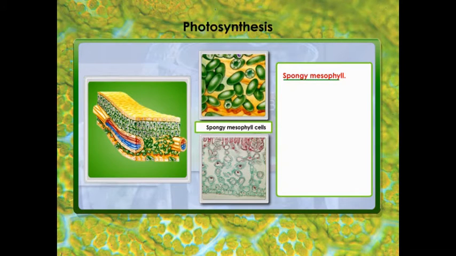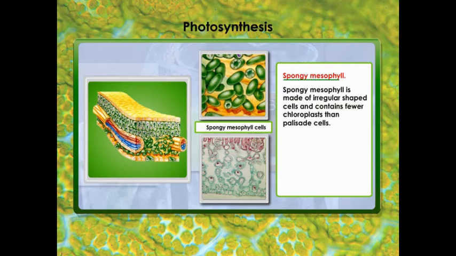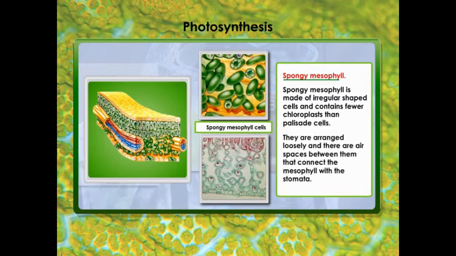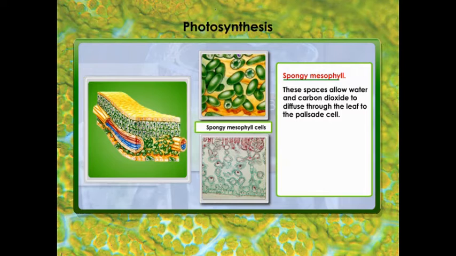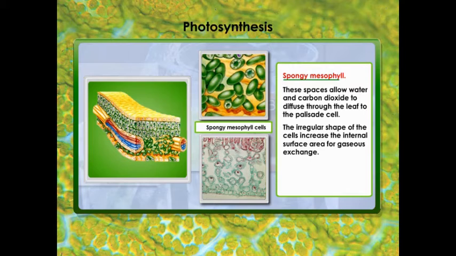Spongy mesophyll. Spongy mesophyll is made of irregular shaped cells and contains fewer chloroplasts than palisade cells. They are arranged loosely, and there are air spaces between them that connect the mesophyll with the stomata. These spaces allow water and carbon dioxide to diffuse through the leaf to the palisade cells. The irregular shape of the cells increases the internal surface area for gaseous exchange.